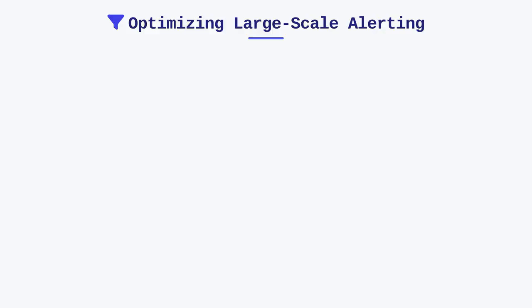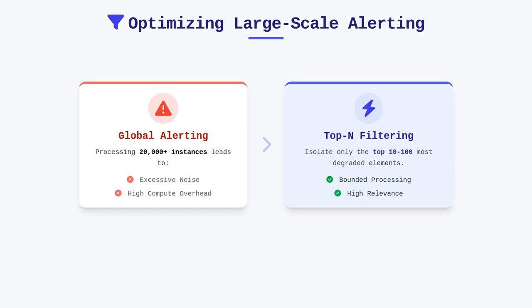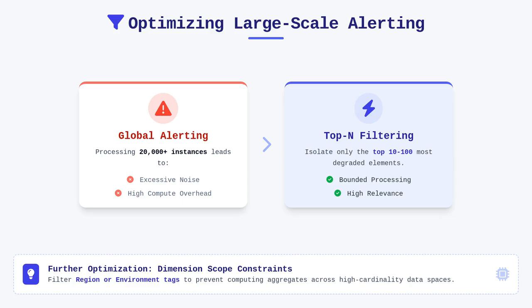When working with large-scale environments, applying global alerts to every single instance often leads to excessive noise or computational overhead. Instead, consider leveraging top-end filtering structures to isolate only the most relevant or degraded infrastructure elements. Rather than evaluating every node in a fleet of 20,000 containers, a top-end filter focuses the detector on the 10 or 100 instances exhibiting the most extreme behavior. This strategy significantly bounds processing requirements because the alert engine effectively ignores the healthy majority.